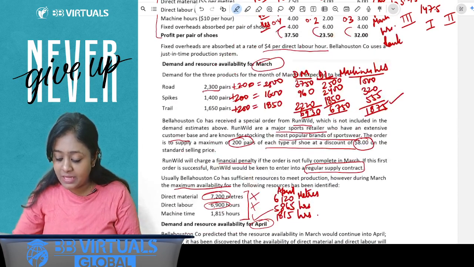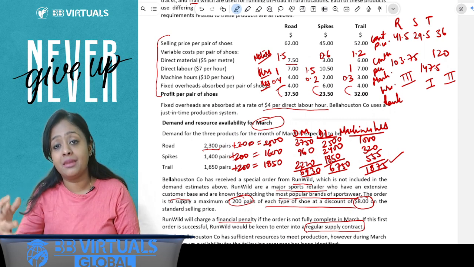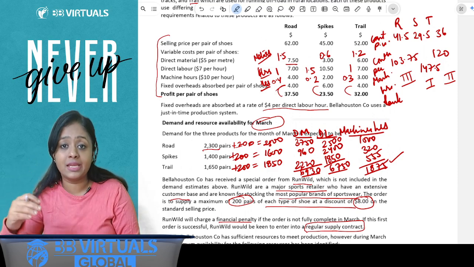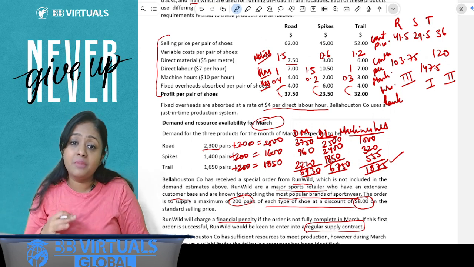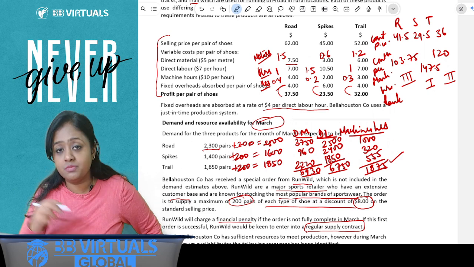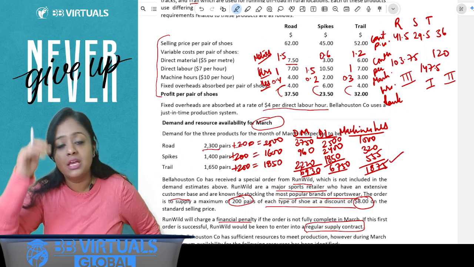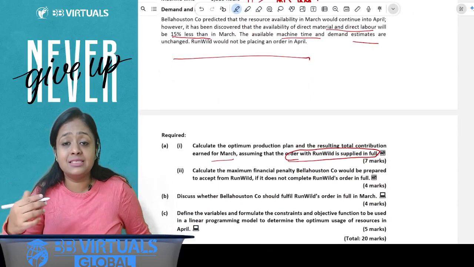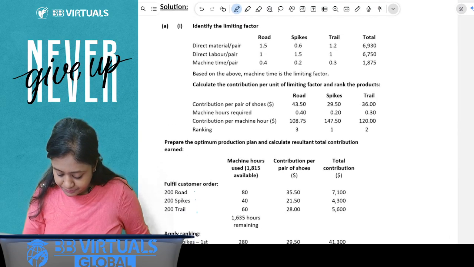Now, guys, we have done the ranking, right? Now, quickly, let's look at that. How should we plan? Now, what should be the plan now? To make 200 units of road, spike, and trail first, as this order is to be satisfied in full. After that, the remaining units we will first make for spike, as it gives us the maximum contribution to meet the maximum demand, then meet the demand for trail, and only for the remaining hours we will manufacture roads. Let's have a quick look at it.